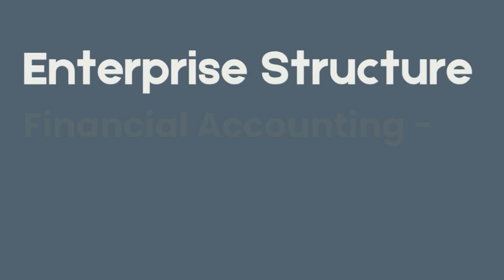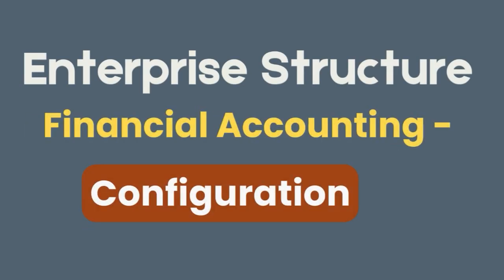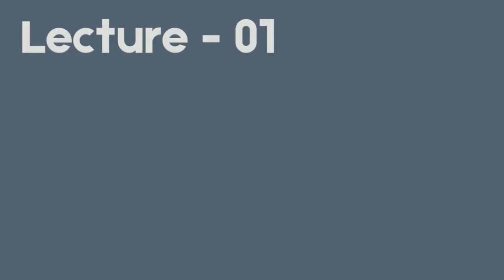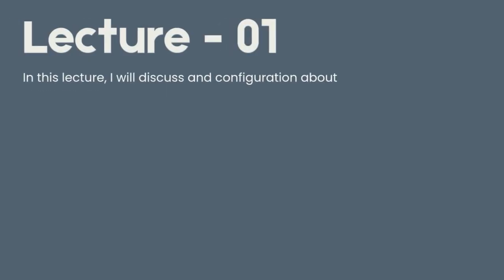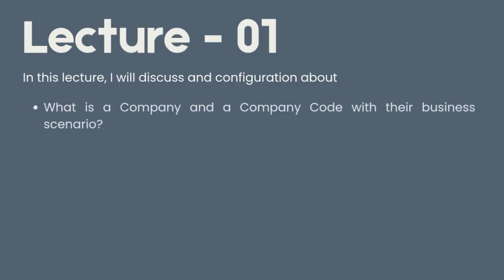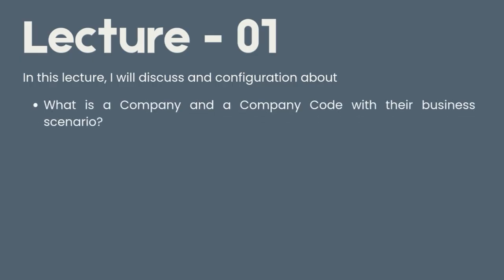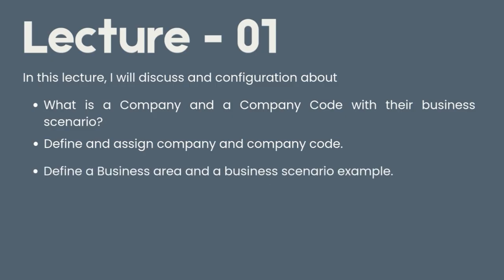Enterprise structure. Financial accounting. Configuration. Lecture 01. In this lecture, I will discuss the configuration of what a company and a company code are, with their business scenario. Define and assign the company and company code. Define a business area and a business scenario example.